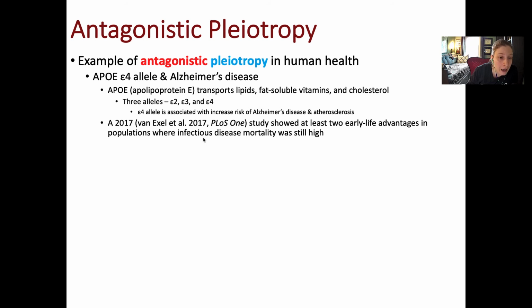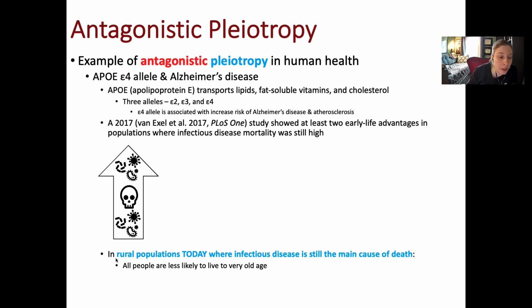And a very recent study in 2017 showed that there are at least two early life advantages in populations that still have high infectious disease mortality, where that navy blue part of the curve is still kind of thick. These are places in the world that don't have access to clean water, modern medicine, vaccinations, or antibiotics. In those populations today, where infectious disease is still the primary cause of death, most of the people are less likely to live to very old age than people in more urbanized, developed countries.